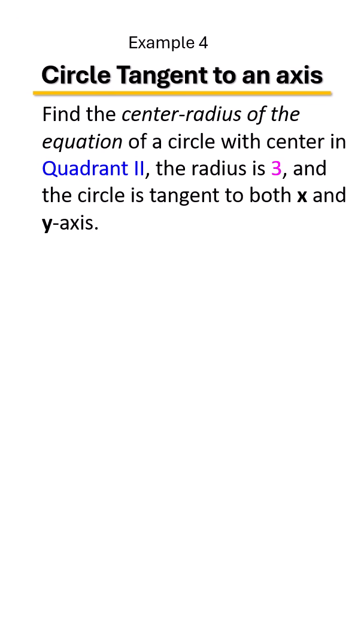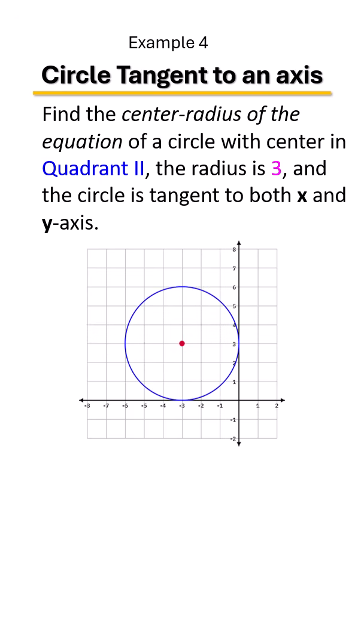So with a radius of 3 and it's in quadrant 2, you're going to go 3 units out in each direction from the point that it touches the x-axis and from the point it touches the y-axis. So this is what the circle is going to look like, because if we go 3 units from the x-axis to the center and 3 units from the y-axis to the center, we're at (-3, 3) as our center.